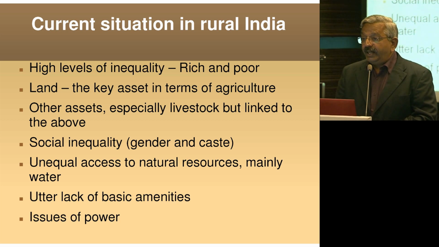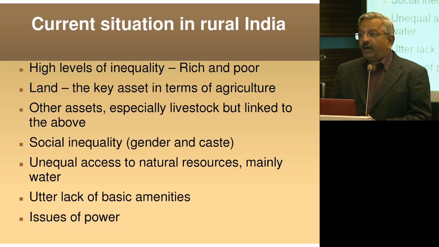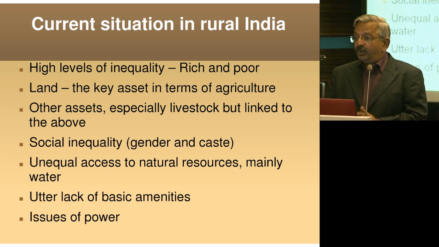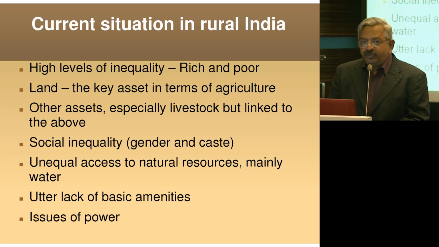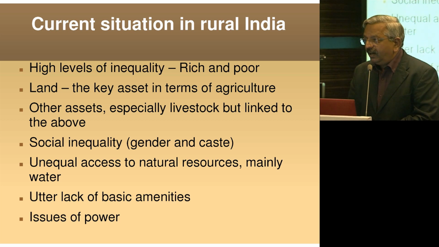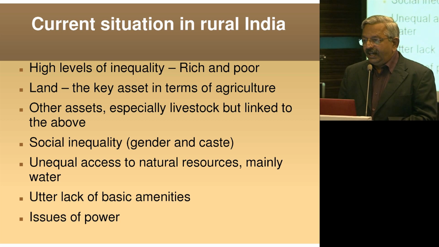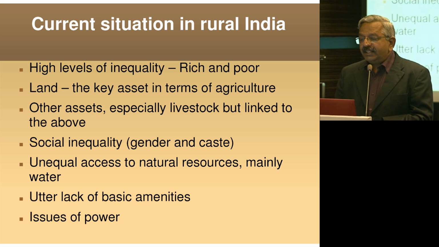So, high levels of inequality: we are talking about India. What is rural India characterized by? It is characterized by very high levels of inequality. There are rich and poor. The farmer is a term which is less than useful in socio-economic terms, I think, because farmers is a very heterogeneous category, and I will show more data to illustrate how exactly stark that heterogeneity is. So these inequalities in terms of land, assets, we are all familiar with.